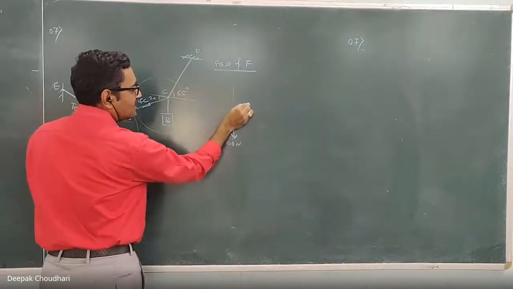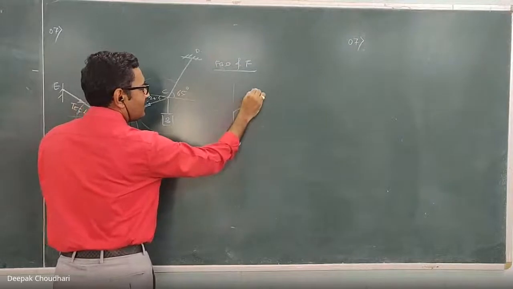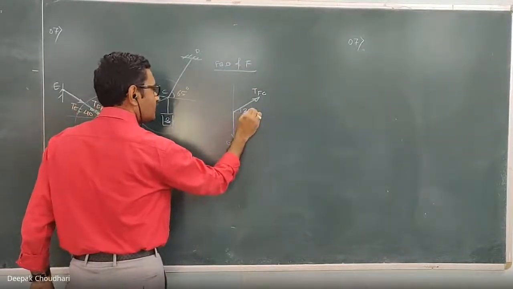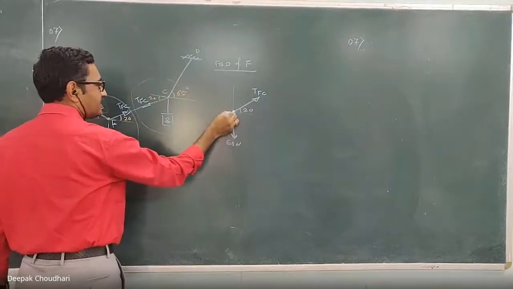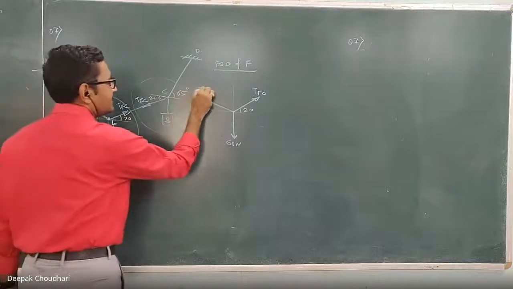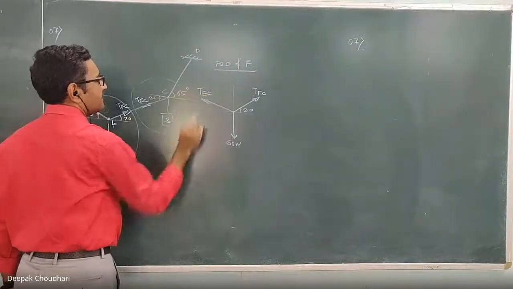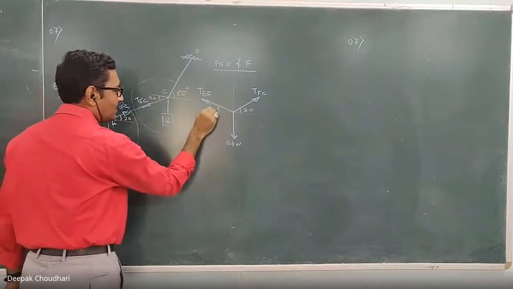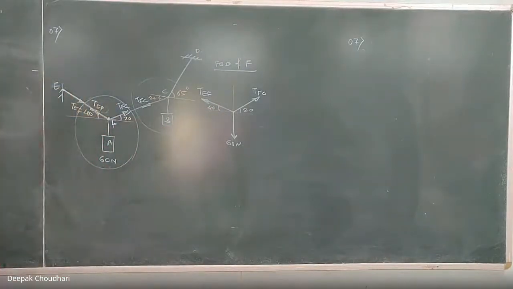We know that the tension in the string acts along the string and away from the body under consideration. This is the tension in FC. How much is the inclination? 20 degree. Here, the third force is the tension in this string EF, which is also acting along that string and away from the point under consideration. Its inclination is 40 degree with horizontal.